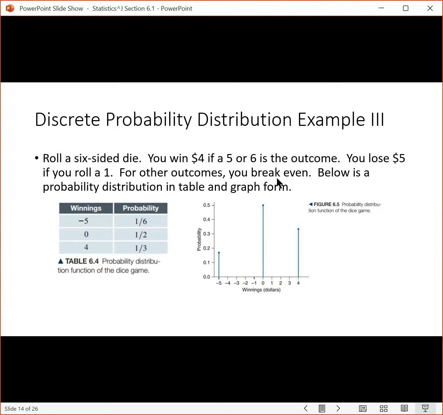And then the other outcomes, so what are we talking about there? Well, 5 or 6 are taken up by the $4. 1 is taken up by the lose 5. So that leaves 3 left for where you break even. And those 3 out of 6 reduces to 1/2. So that's why the 1/2 is there. And we've got our graph that has the outcomes on one axis, probabilities on the other. And so for -5, 0, and 4, those should be the relative sizes of the probabilities. This one should be roughly 3 times the size of this one, and so on.